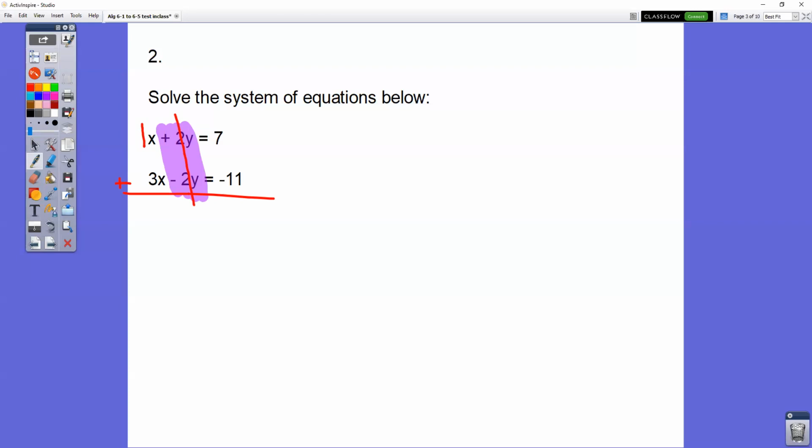You had opposites there already, so you're just going to add going down. Add together your x's and your x's, your plain numbers with your plain numbers. You're going to solve for x and then sub back in to find y.